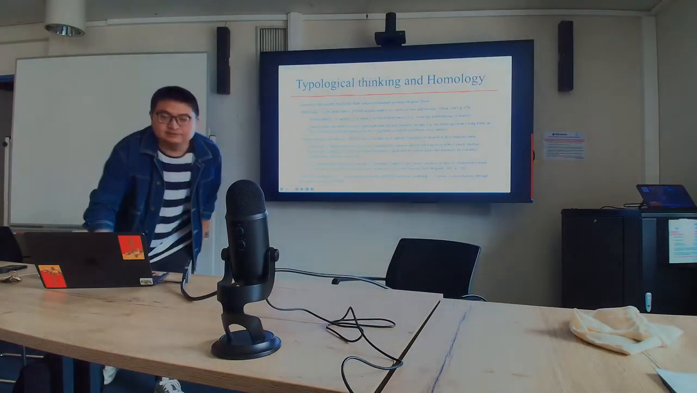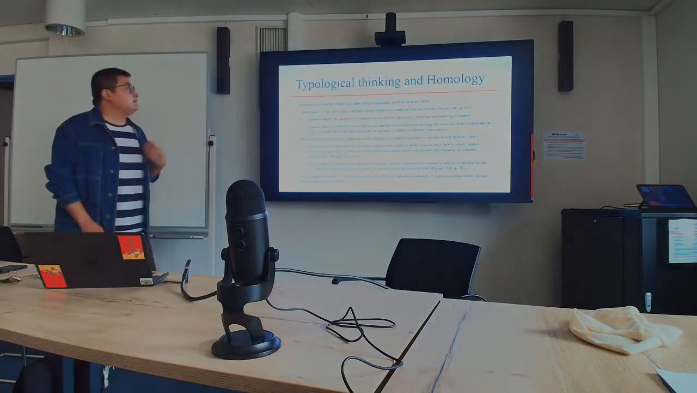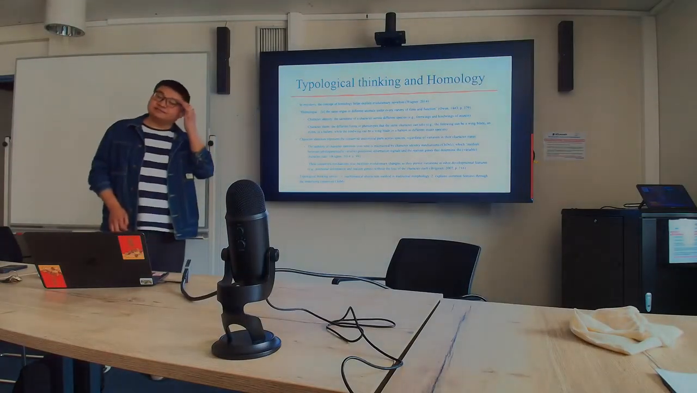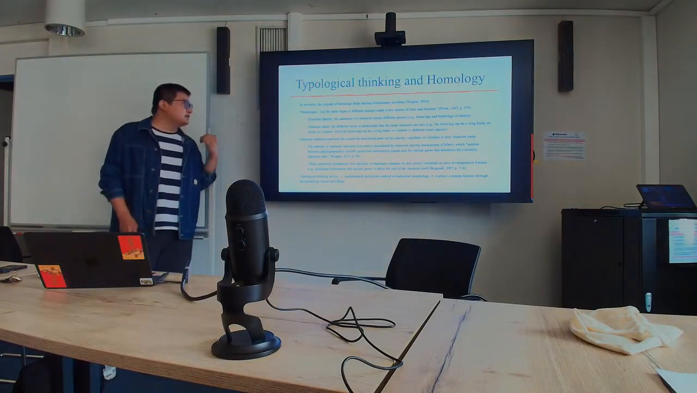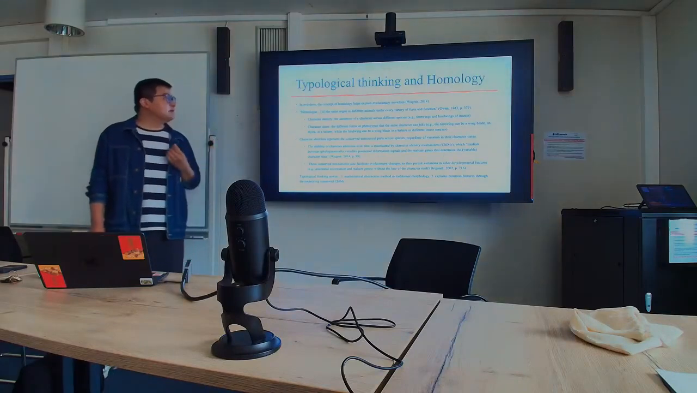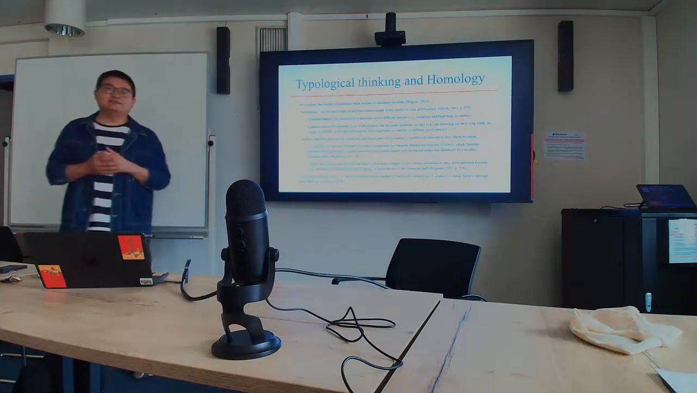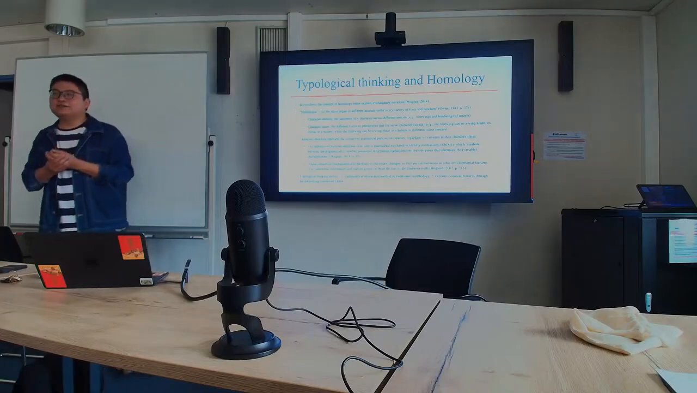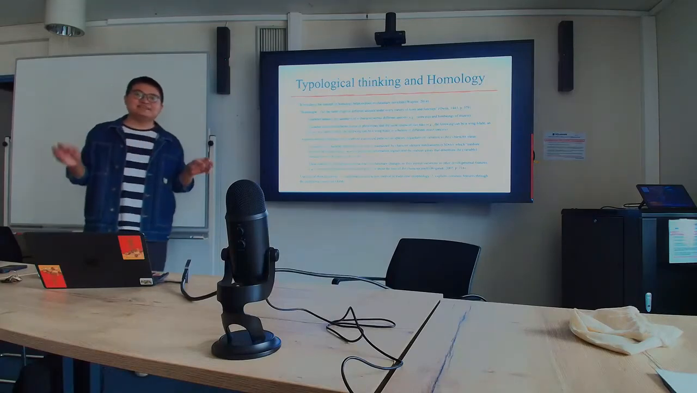Another side is typological thinking and homology. In evolution, the concept of homology is used to explain evolutionary novelties. Homology is the same organ in different animals under a variety of forms and functions, like human hands and the claws of cats. It seems they are very different, but they share something; you can see the same between them.